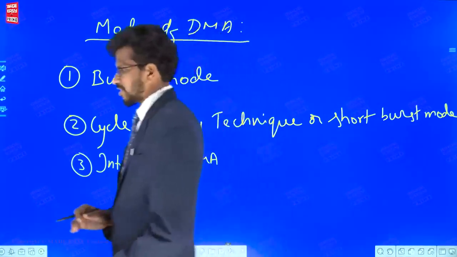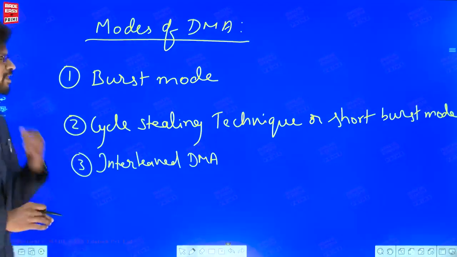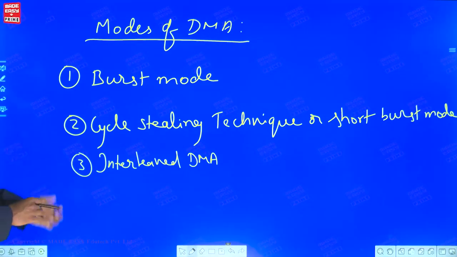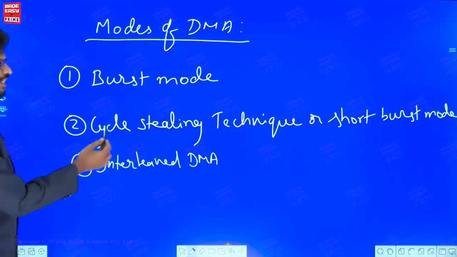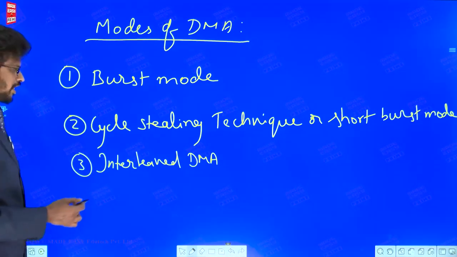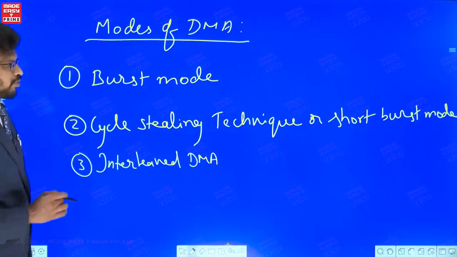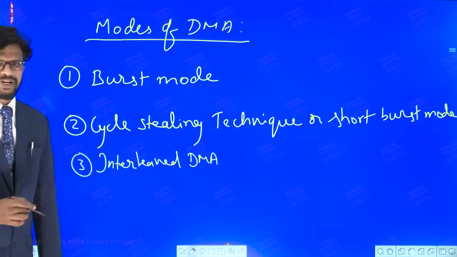Fine. We shall also discuss the modes which are involved in this particular DMA operation. There are three modes of operation: one is called burst mode, the second is cycle stealing technique or short burst mode, and the third is interleaved DMA. What is the meaning of burst mode of DMA?